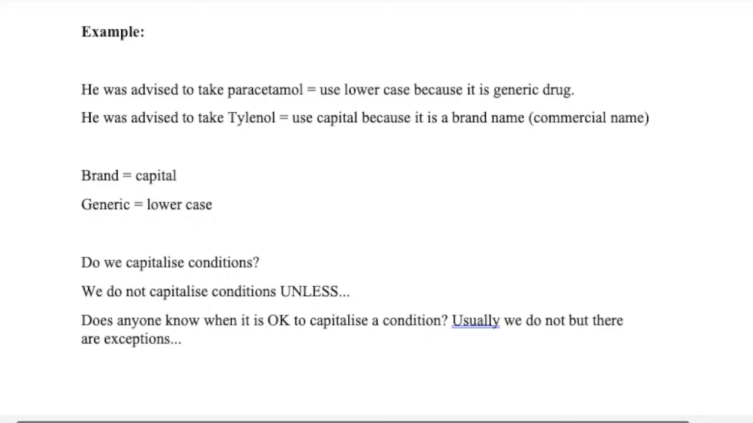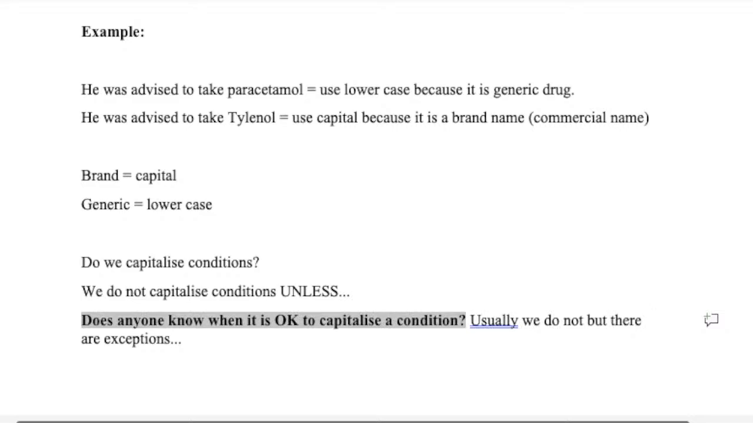Thank you, Maria and Saleh, for all your comments. Thank you for joining in on this. Thank you, everyone who's watching. This is my question: does anyone know when it is okay to capitalize a condition? When is it okay? Type in the chat. Give me an example.